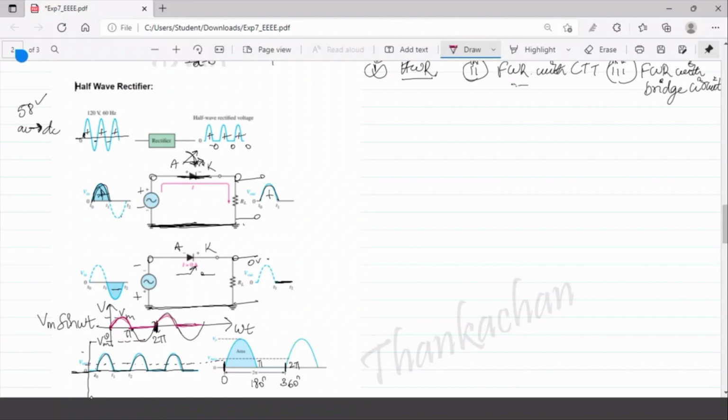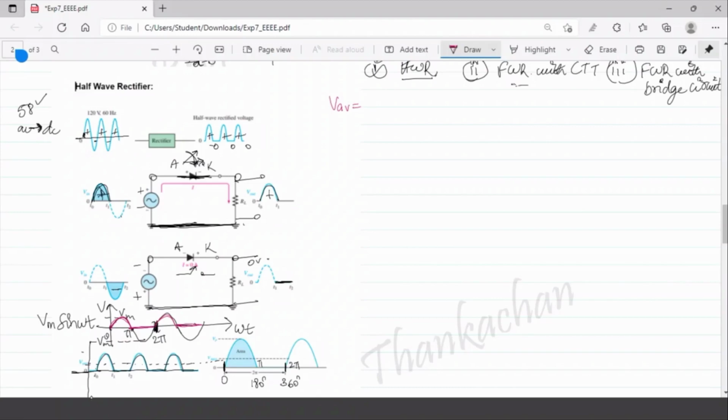Yes, sir. Now there are some important parameters which we need to define for any given rectifier circuit. First of all, we have already marked here that there will be some average voltage, right? So how to calculate that value of average voltage here? For a half wave rectifier, average is nothing but the area under the curve divided by the total time period. That will give you the average of that particular function.